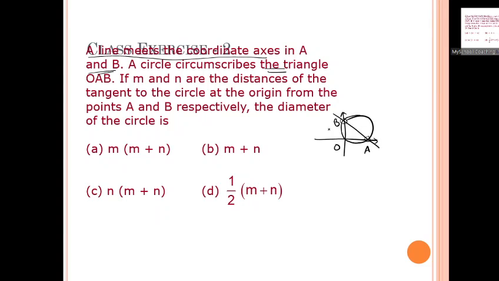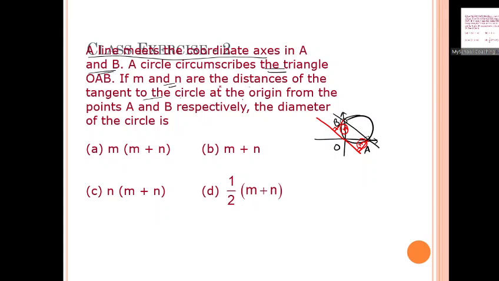If m and n are the distances of the tangent to the circle at origin from the points A and B, at point O you have drawn a tangent. You have the tangent at the origin. So from the tangent at the origin, the perpendicular distances of A and B are m and n. Clear?